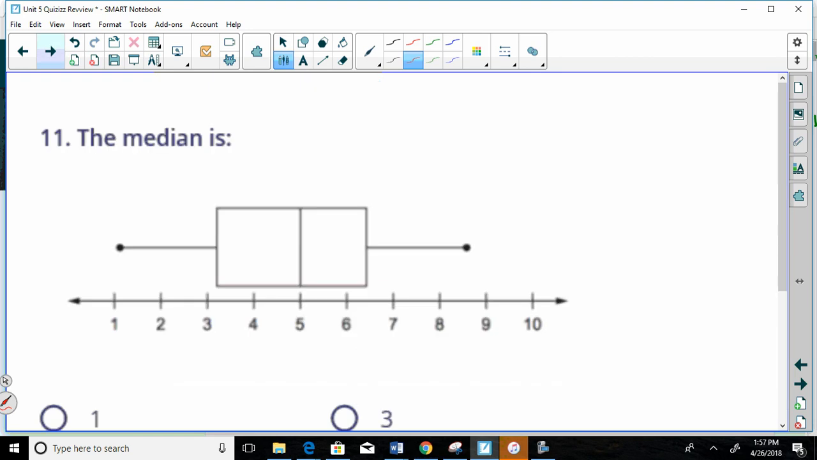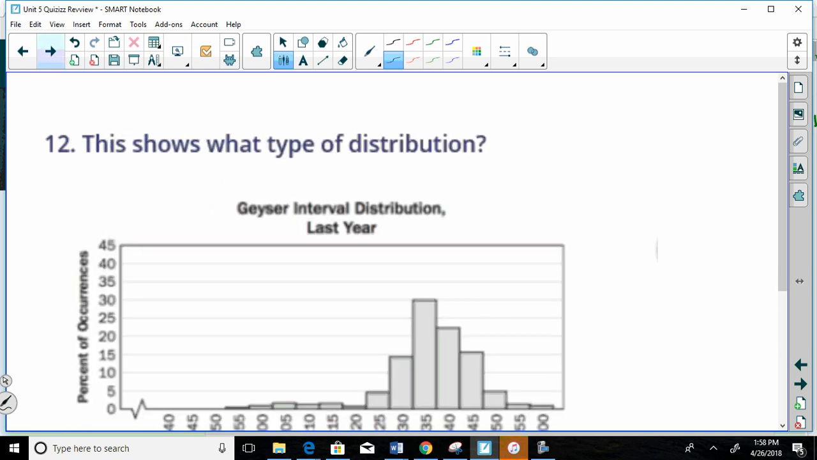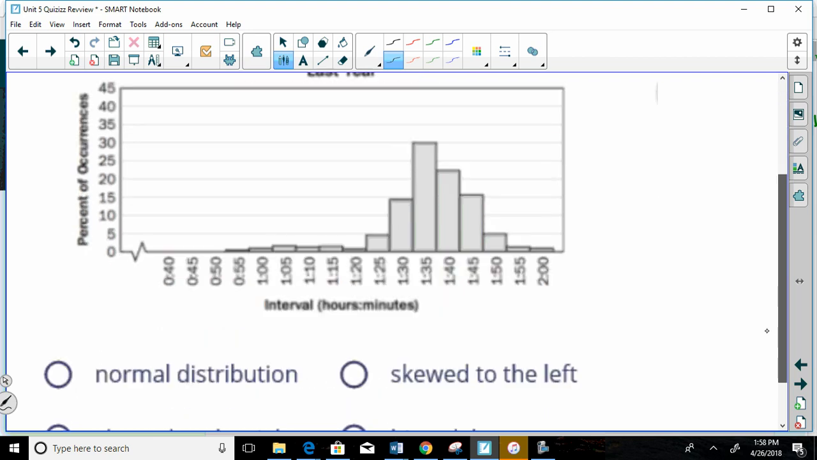All right. What is the median here? 5. What's this middle one? 5. What's your Q3? That's still a calculator. 6.5. What's your Q1? 3.5. What's your max? 9, 8.7. What's your min? 1.1. But the median is 5. So right here, the median was 5.